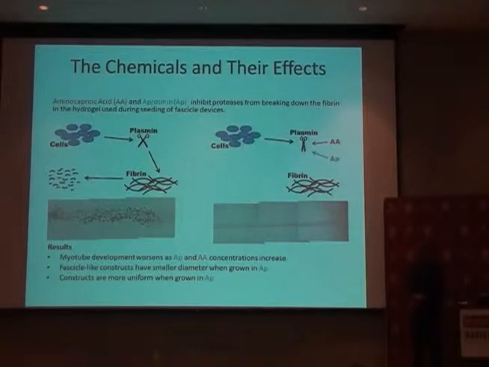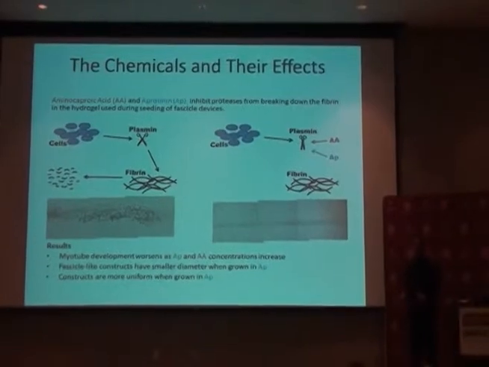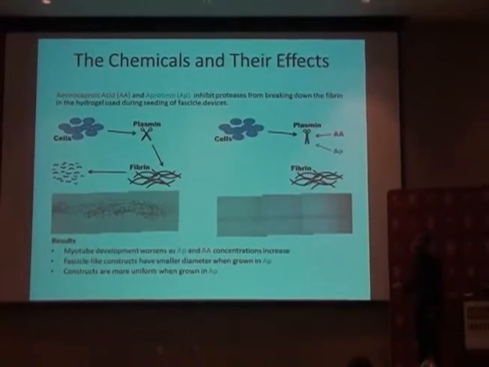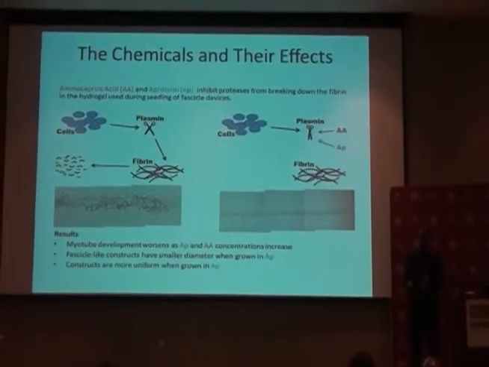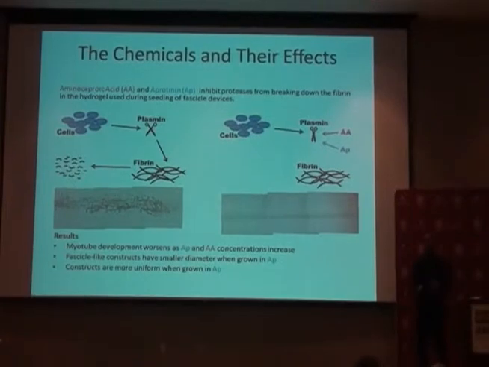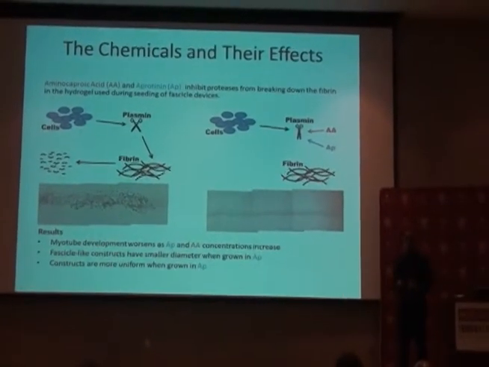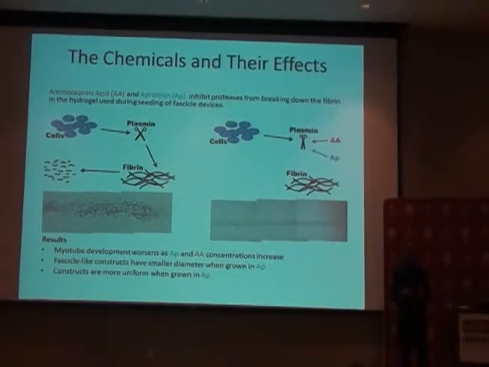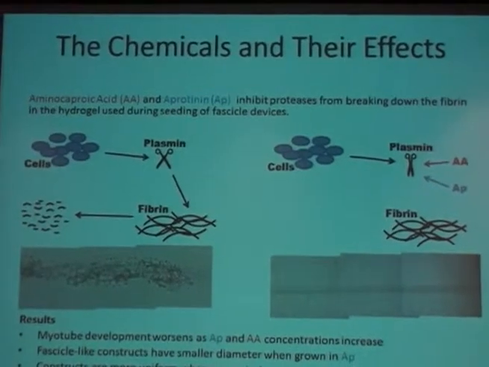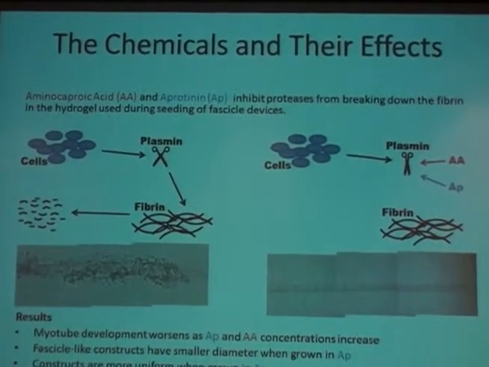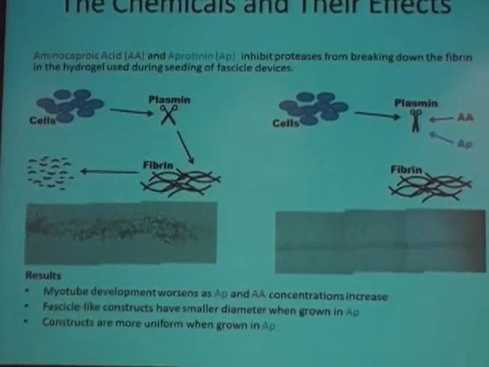We saw some interesting results from this experiment. We saw that although the myotubes need the anti-fibrinolytic chemicals to develop, as you increase the concentration of either chemical, the actual development worsens. The fascicle-like constructs have a smaller diameter when growing in a protein. And a small diameter is good. A small diameter means that the construct is dense and has a lot of muscle tissue in it, rather than extracellular material, which is not really useful. We also saw that the constructs are more uniform along their length when they are grown in a protein.